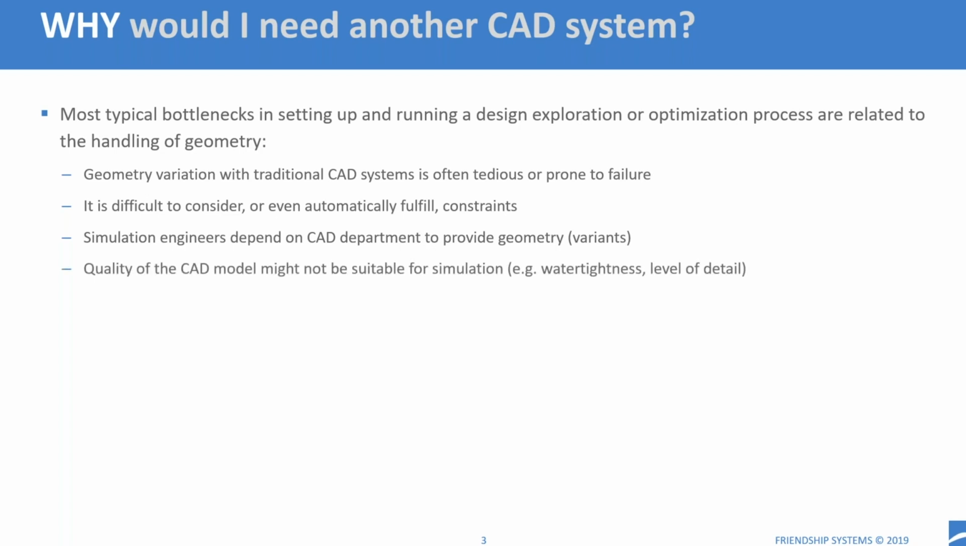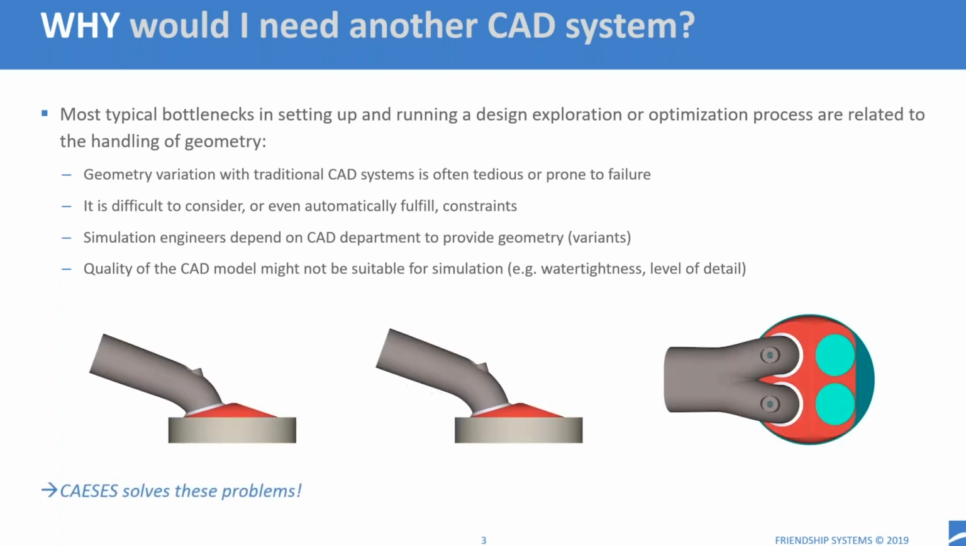And finally, last point, the quality of the CAD model might not be directly suitable for simulation, so it cannot be transferred to the simulation system or the meshing directly as it is. There might be some issues with water tightness or even the level of detail that we have in the model. And these are the kind of things that we're trying to address with our CAD functionality within CAESES.